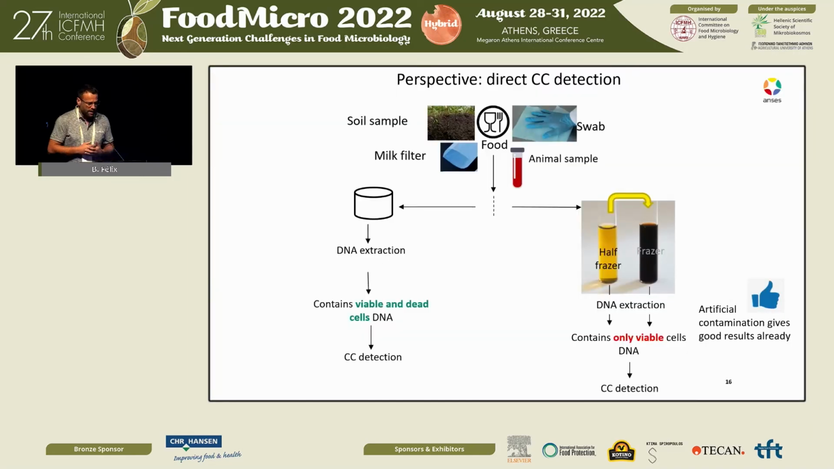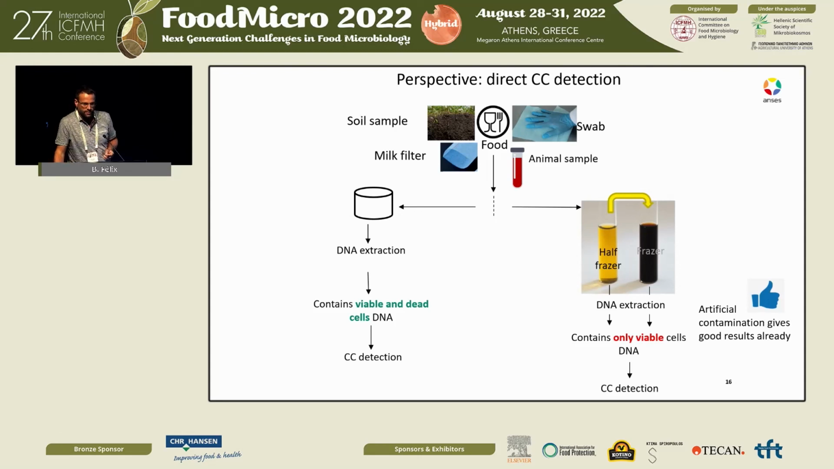Regarding the follow-up, at the moment we are working on the method's improvement, not only to identify strain clonal complexes, but also to identify directly the clonal complex inside the matrix. So we are working on several matrices. We have several projects on this topic. It can be soil, milk filter, food, swab, animal sample, everything useful for Listeria, and we are going to move on that. The basic target is to apply the PCR directly on the samples to be able to find, in one way through DNA extraction, everything dead and alive in the sample, and the other way through enrichment medium.